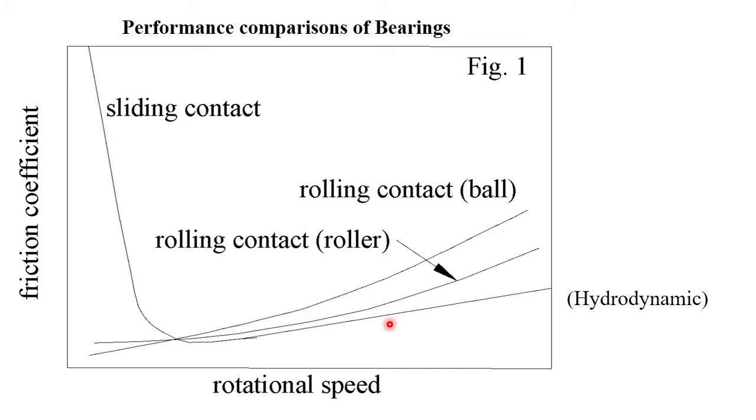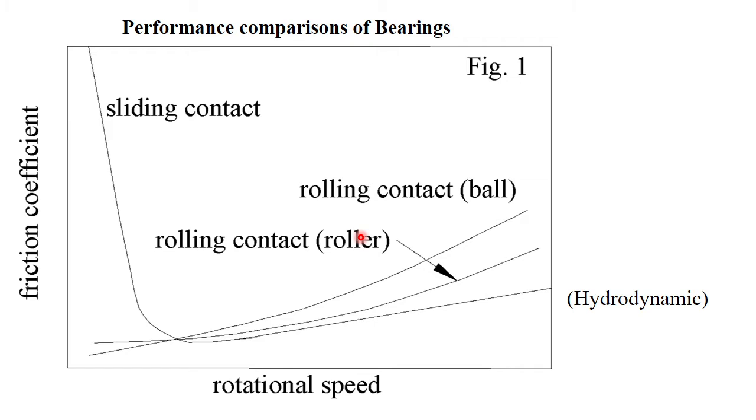So understand which curve it is. This curve is rolling contact ball. This curve is your hydrodynamic, right? Yes, sir. Okay. And these two are rolling contact. One is a roller bearing, the other one is a ball bearing. Among these two, this is ball, this is roller.